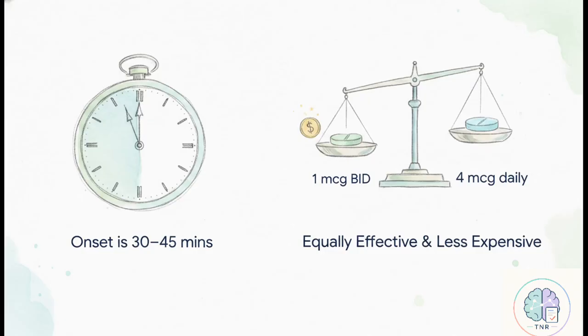To wrap up our pharmacology deep dive, I've got 2 final essential clinical pearls for you. First, regarding the onset of antidiuretic action, for all of these preparations, you can expect them to start working about 30 to 45 minutes after administration. Second, here's a brilliant, highly practical cost-saving tip straight from the source notes. Giving just 1 microgram of desmopressin twice a day is just as clinically effective as giving a 4 microgram dose once daily, but it is obviously way less expensive for the patient and the healthcare system.